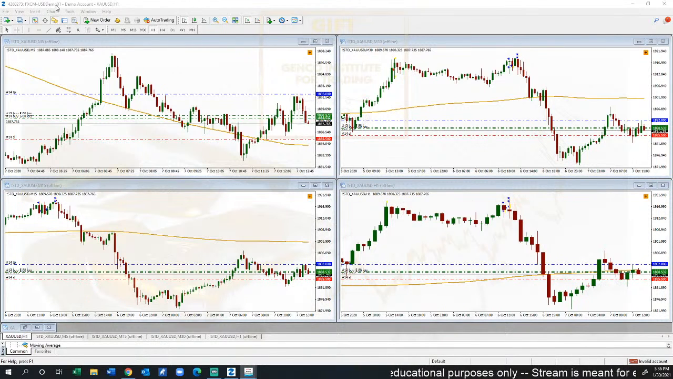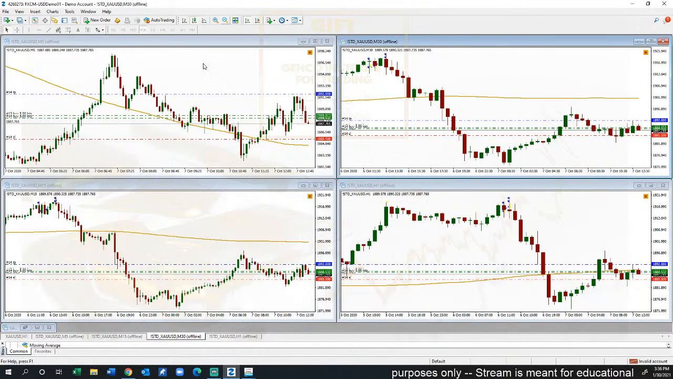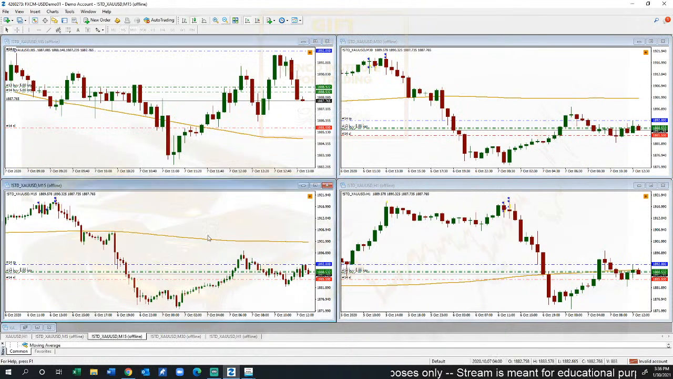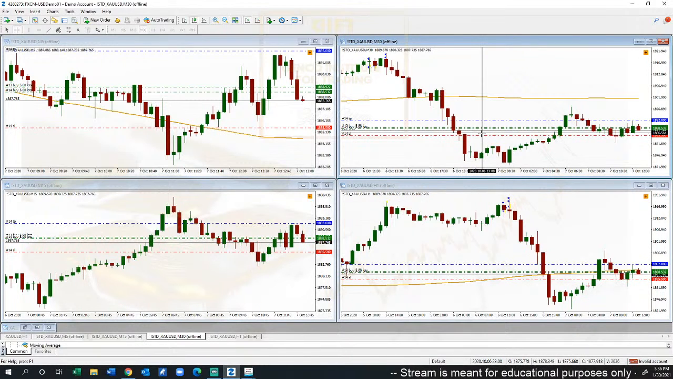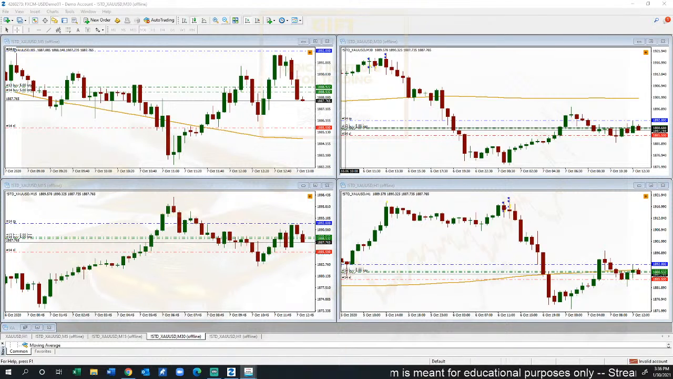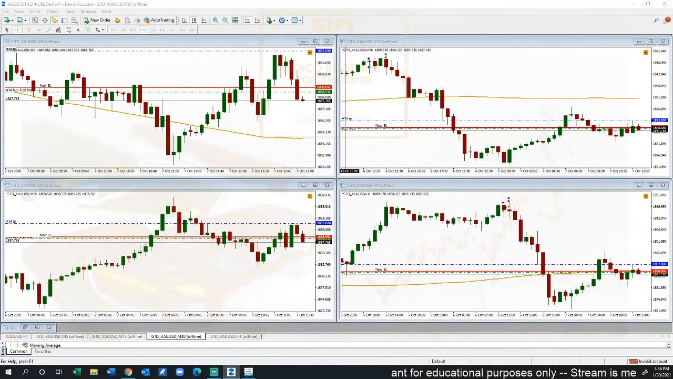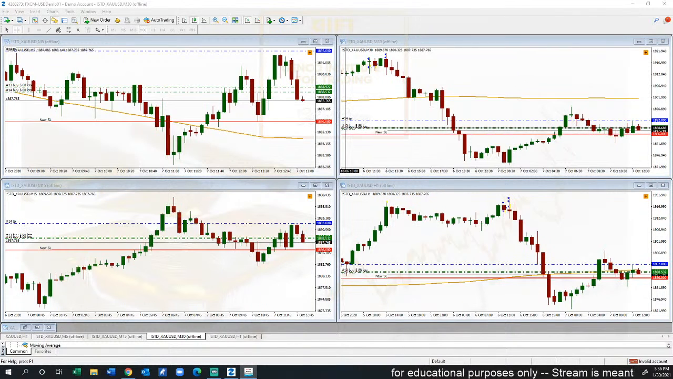I'm gonna adjust my stop loss here below the 30-minute. Zoom in on that. There we go. What is that? Yeah, I'll probably go like 1886. 1886, adjust that. Yeah, cool.